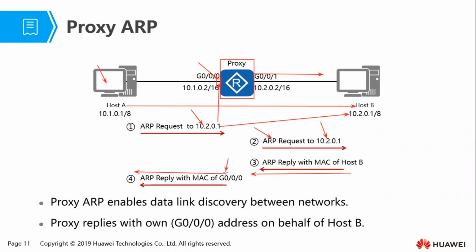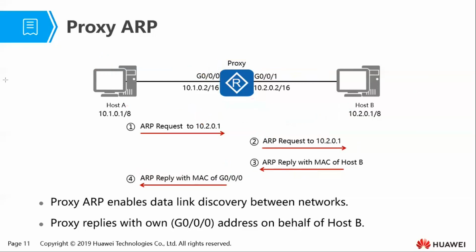So as you can see here, we are sending the MAC address of G000. So now this guy will update its ARP table that if I need to reach host B, I'll need to use the destination MAC address of this guy. So this guy will be acting as a proxy, because you have to send to this guy, then this guy will create a new frame with the destination MAC address of host B, then forward it to host B. So that is what we call a proxy ARP.